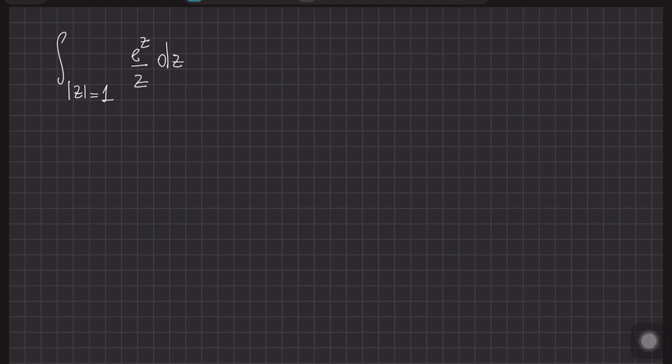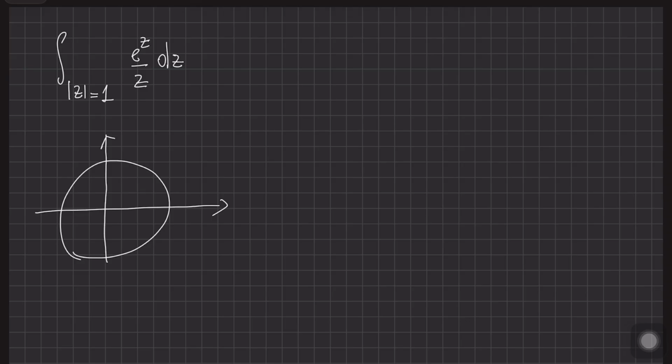So let's see. First, I'm going to draw the unit circle, which is our contour of integration. I'm going to draw it slightly bigger. So this is the unit circle. Now, where does this function have a singularity? Well, the only problem is where z is in the denominator. So when z is equal to 0, I have a singularity, exactly at z equal to 0.